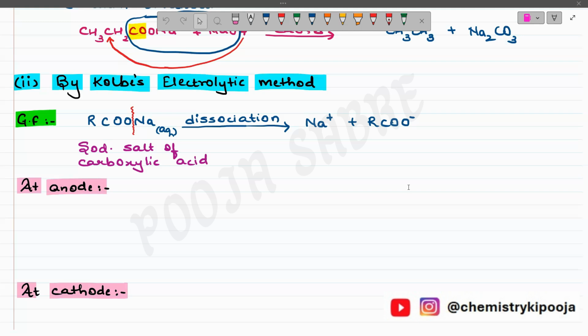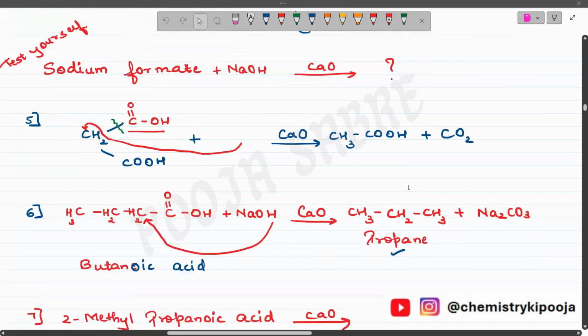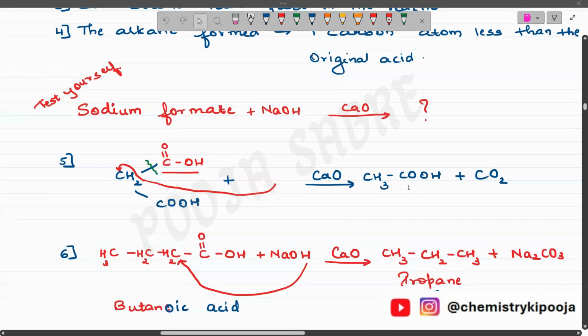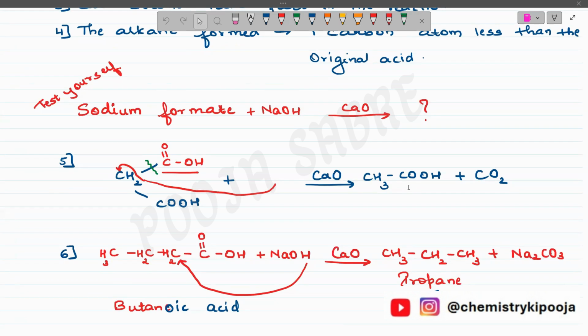But before proceeding ahead with the topic, I had given one question as homework, as a test yourself question. Let us solve that question first and then proceed ahead with the actual topic. So quickly we are going to solve. The question given was the reaction of sodium formate plus NaOH in the presence of calcium oxide. And then what is the final compound that we need to find out?